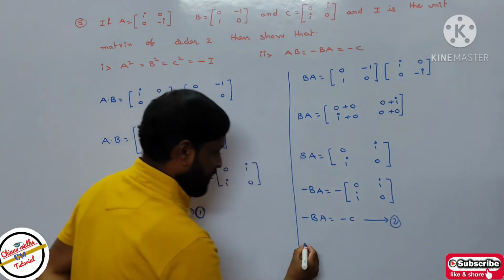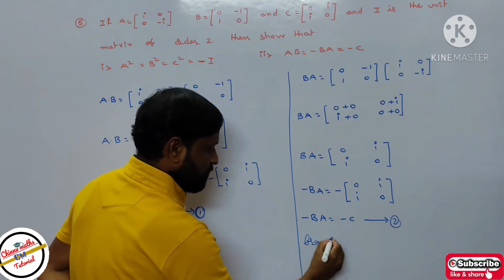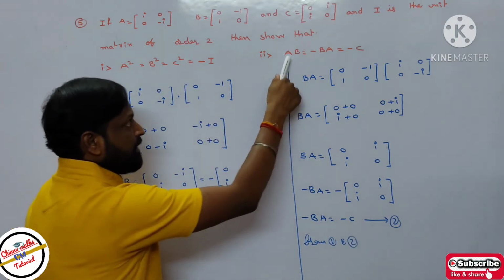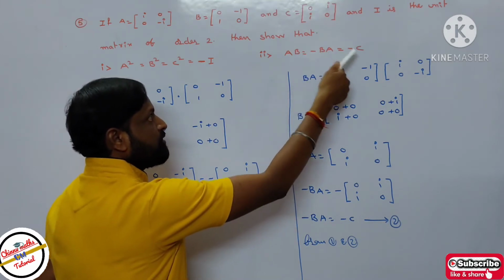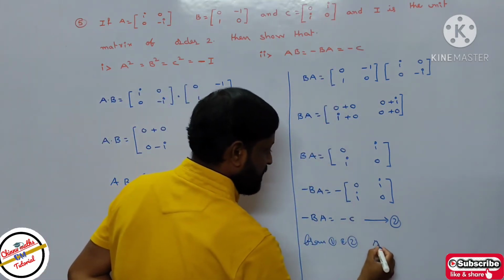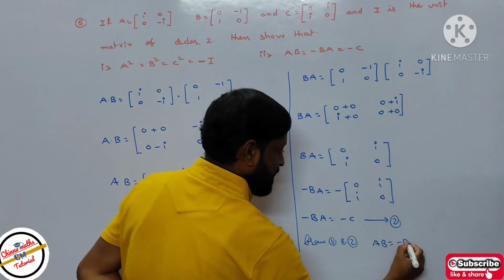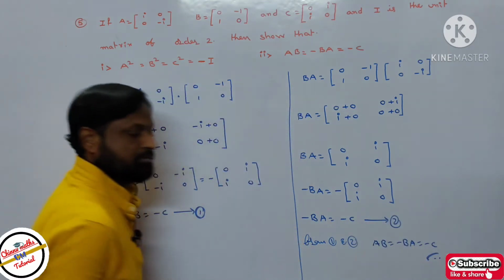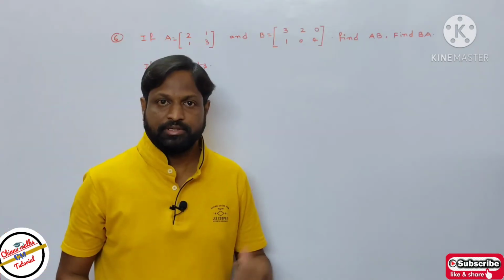From 1 and 2, we can write AB equal to minus C, minus BA equal to minus C. So finally you have to write AB equal to minus of BA equal to minus of C. We discuss the next problem.